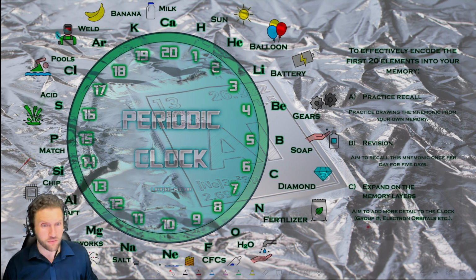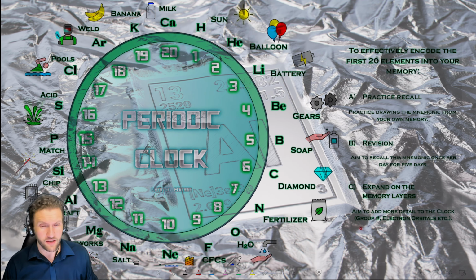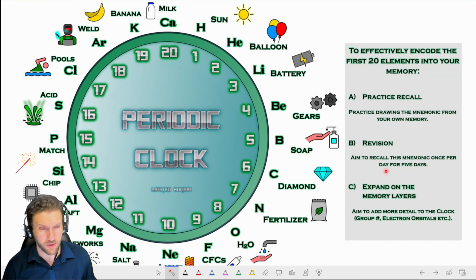I would recommend group number. That is critically important. If you're a little bit higher in your level, absolutely go for the electron orbitals. How powerful would that be? You can add in the valence structures. That is pretty cool. And maybe the SPDF orbitals. Man, that would be cool.